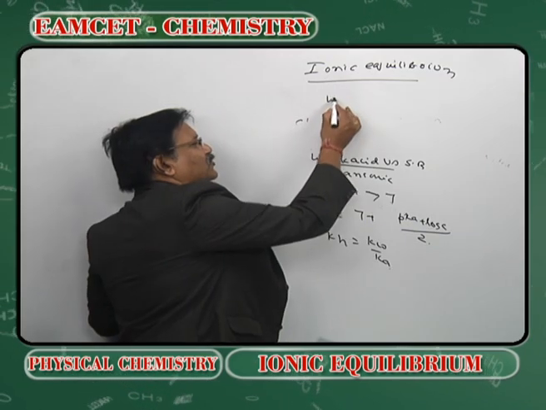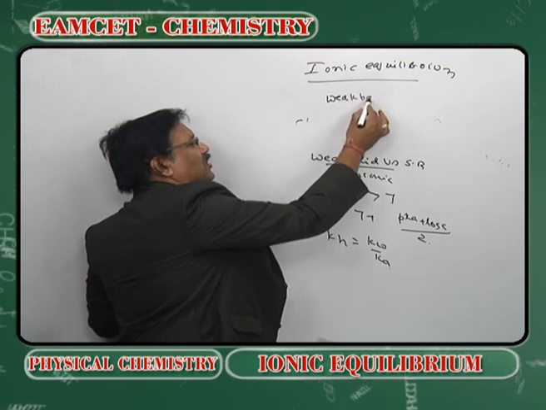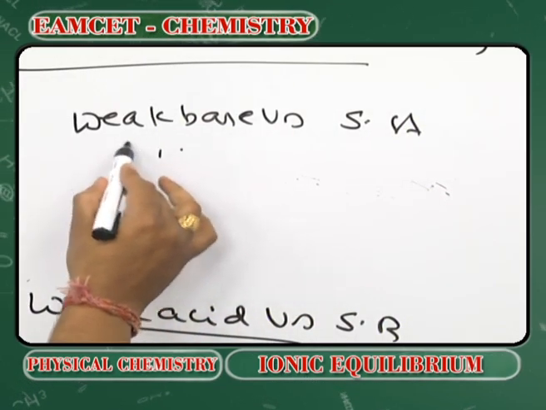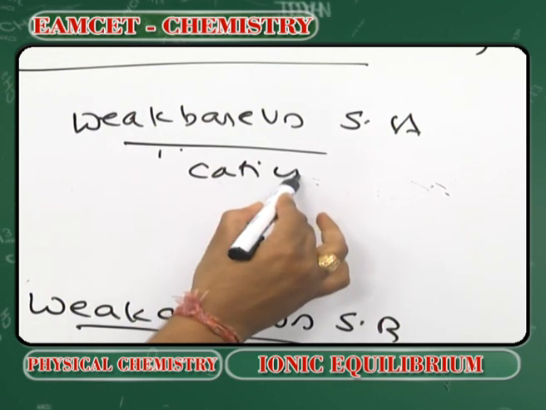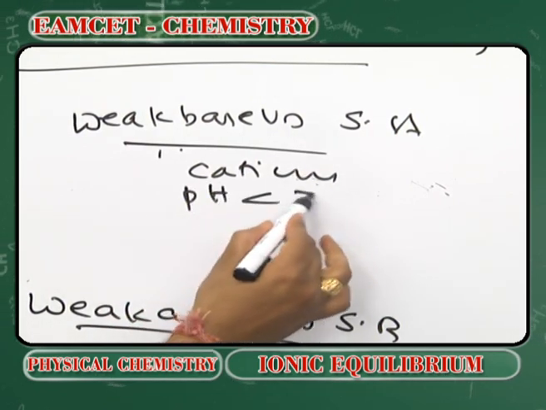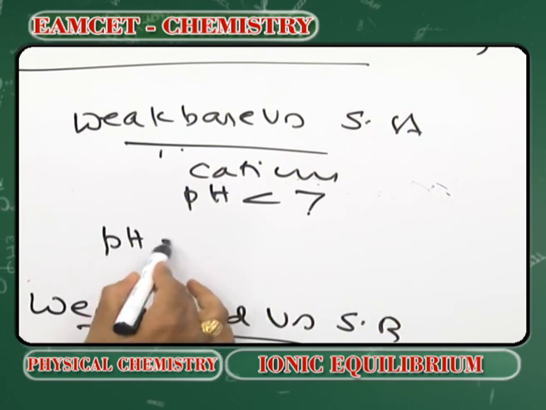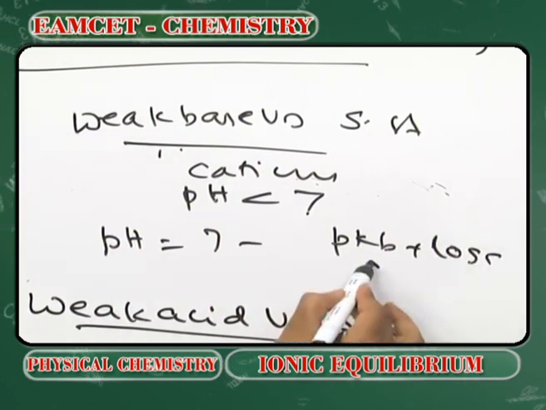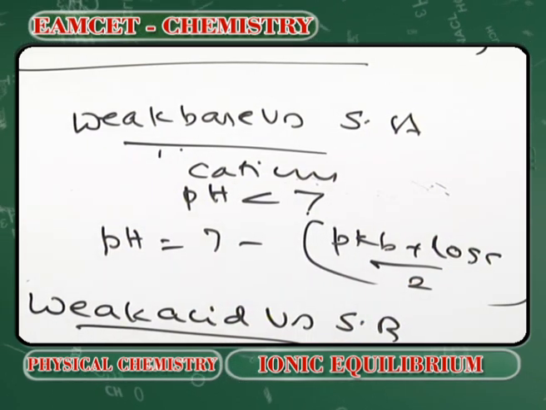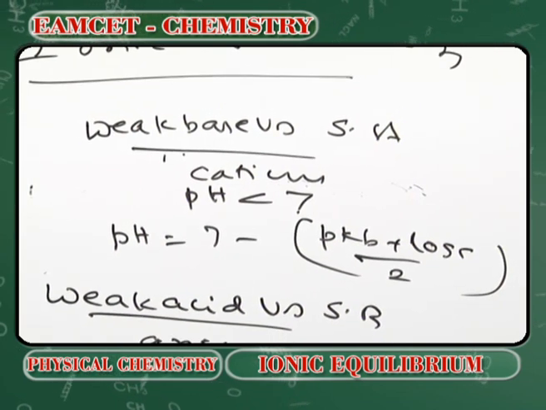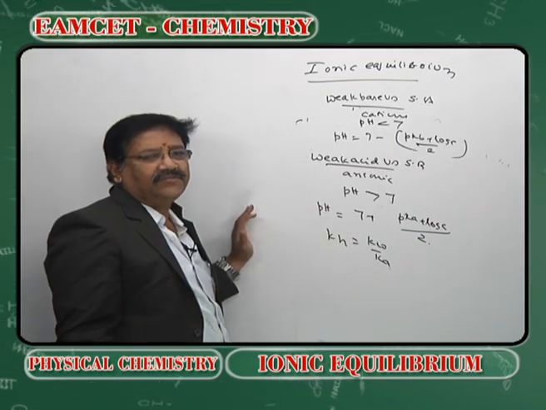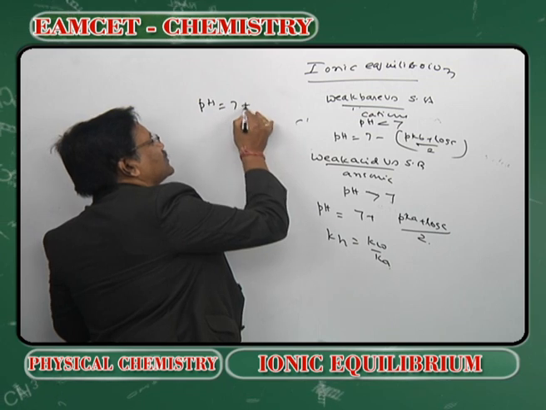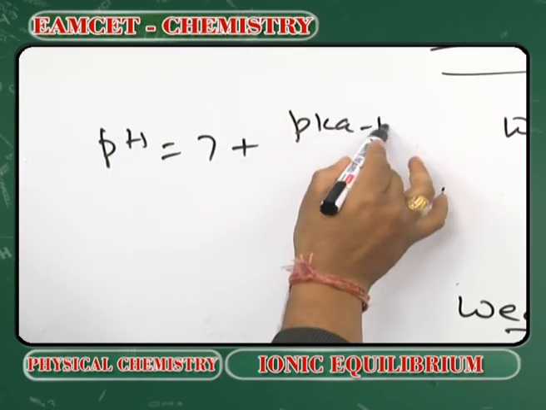Similarly, the salts produced from weak base versus strong acid will undergo cationic hydrolysis. pH value will be less than 7. Then what is the expression for pH? 7 minus pKb plus log C by 2. What is the other type of salts? Salts produced from weak acid and weak base. For them, pH will be equal to 7 plus pKa minus pKb by 2.